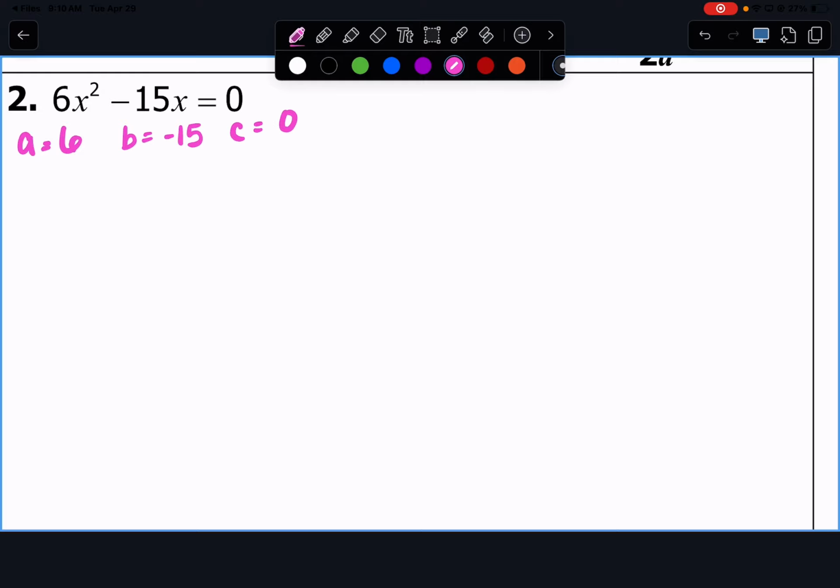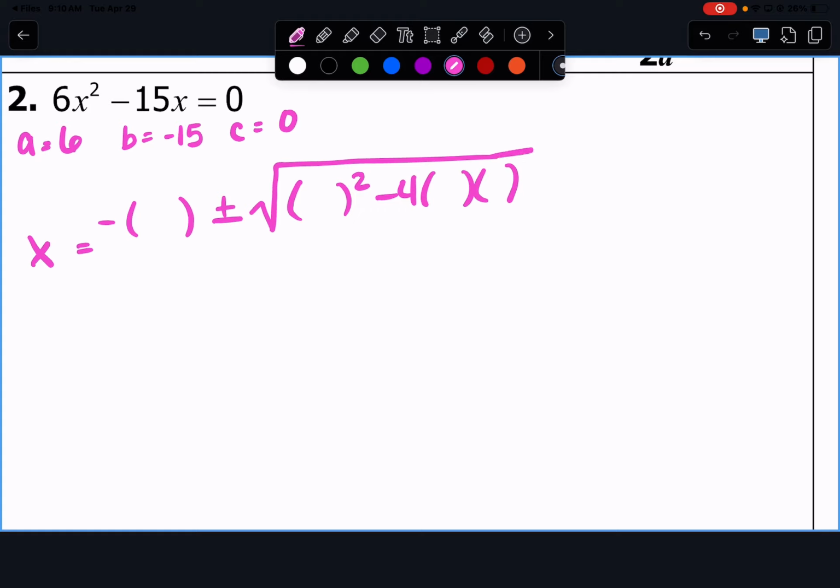Okay, now the first thing we have to do with the quadratic formula is we have to set it up. So we do x is equal to negative b plus or minus the square root of b squared minus 4 times a times c, over 2 times a. Perfect. We have to remember that. You will not have a note card. You will not have it on the board. You will not have the formula.